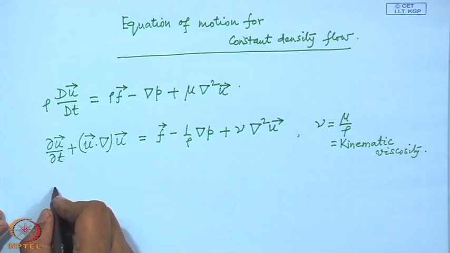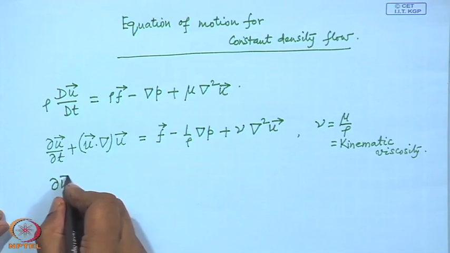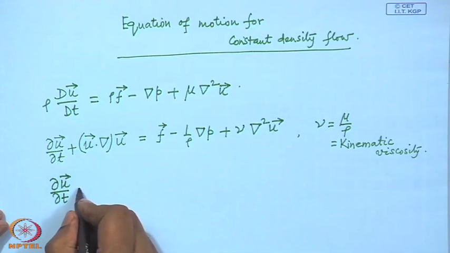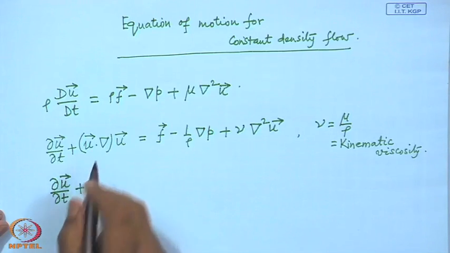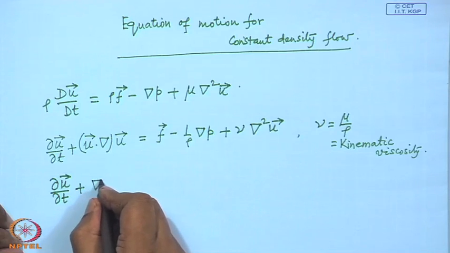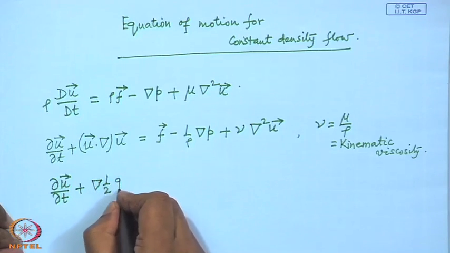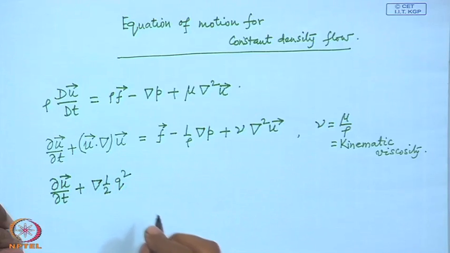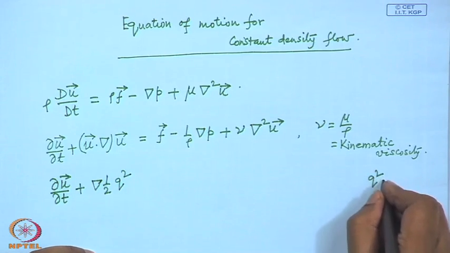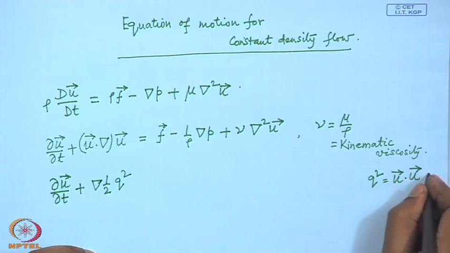We will now use some vector identity. This we have already used in a different form. This can be written as the gradient of half q square, where you remember that q square is u dot u. Okay.